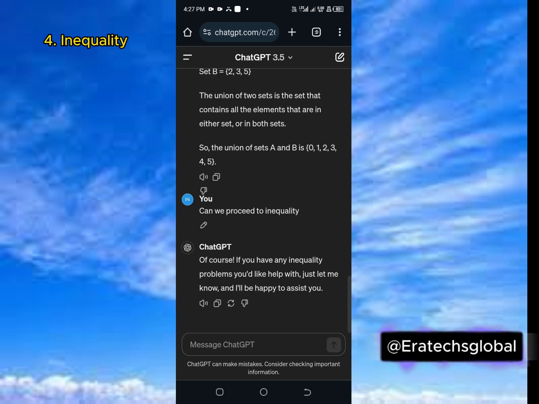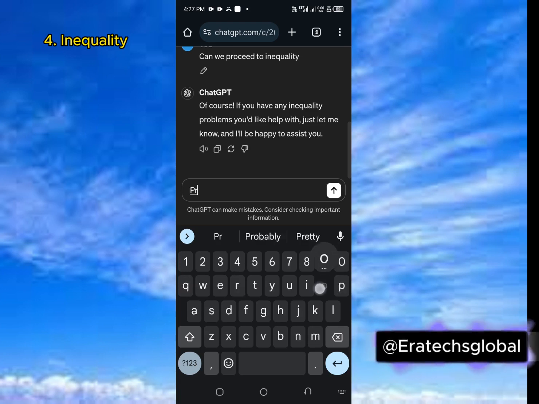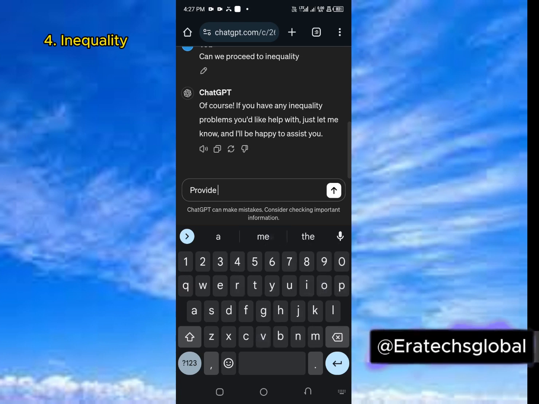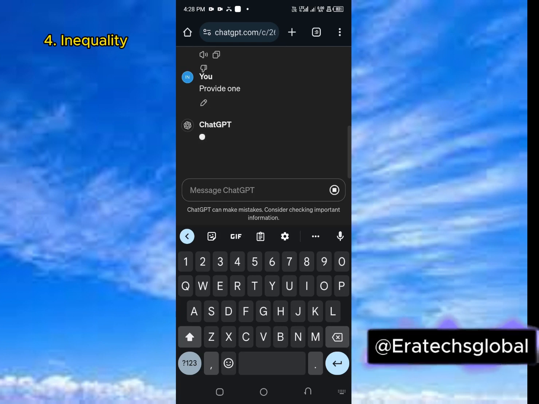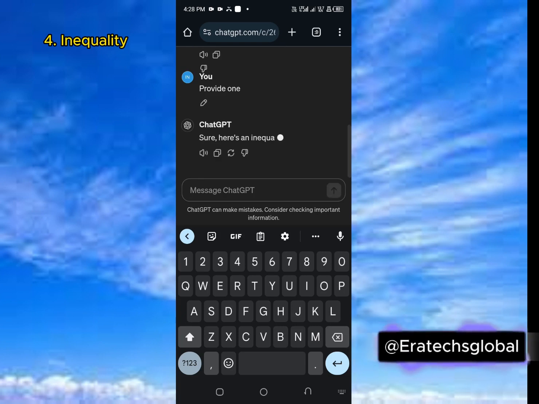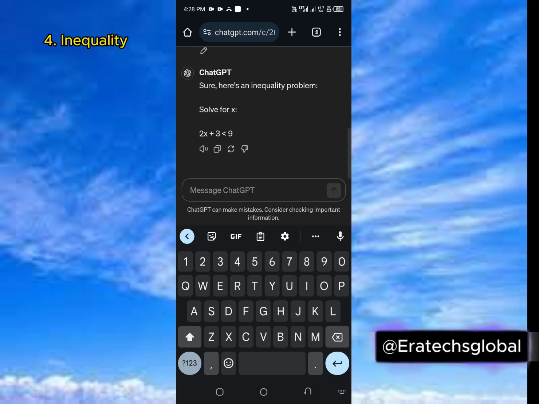Okay, of course, if you have any inequality problem, let's go ahead and tell ChatGPT to provide us one. Provide one. Okay, come on, look at that. Sure, here is an inequality problem. Solve for x: 2x + 3 < 9.